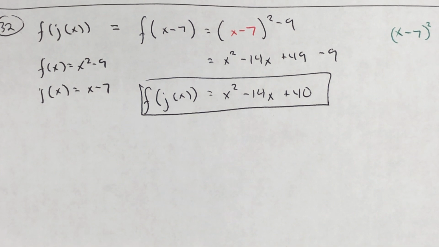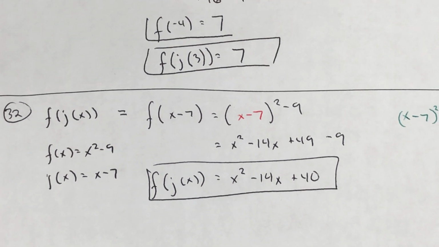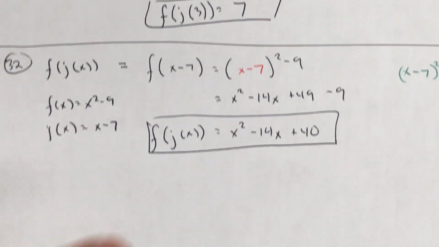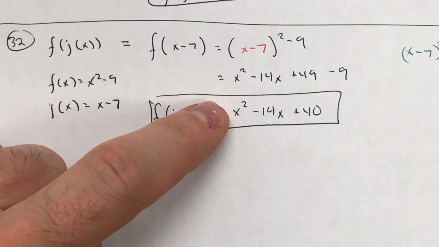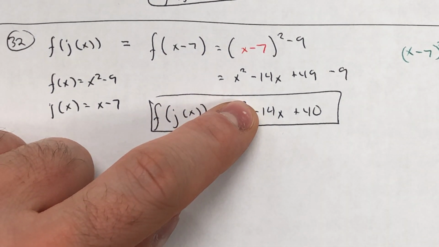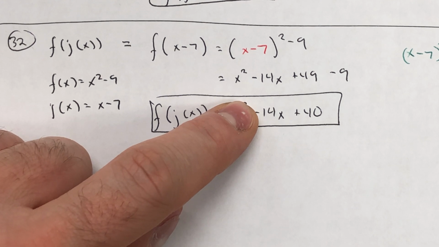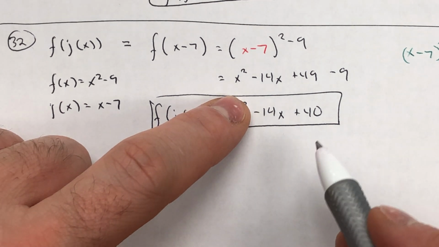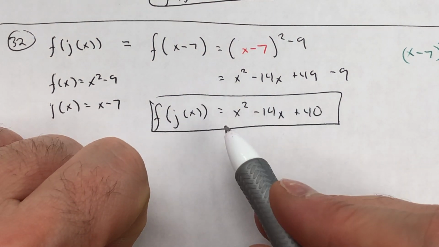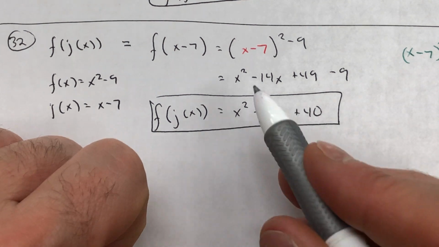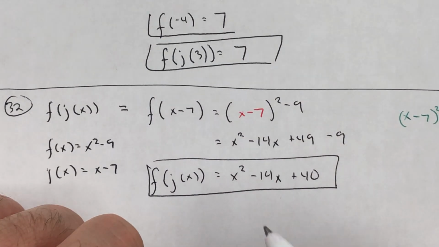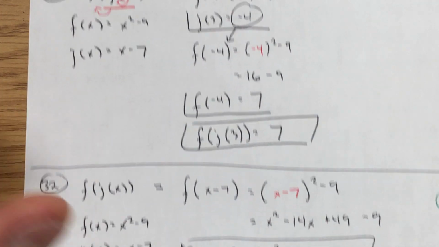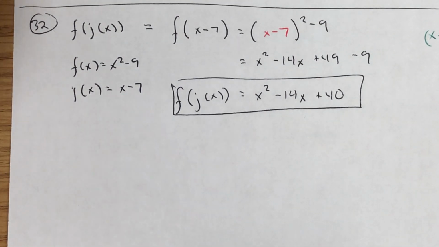And conveniently, we can actually check our work right here. I know f of j of 3 is supposed to be 7. If I plugged in a 3 into that, that's 9 minus 3 times 14, which is going to give me, let's see, 30 plus 12 is 42. So negative 42 plus 40 is negative 2. 9 minus 2 is 7. So this does actually check out with our prior work right here. Perfect.